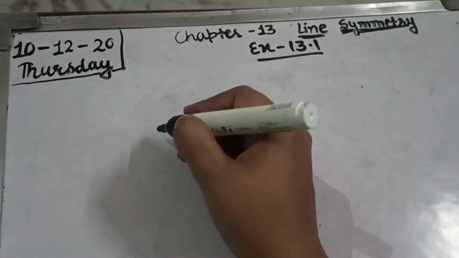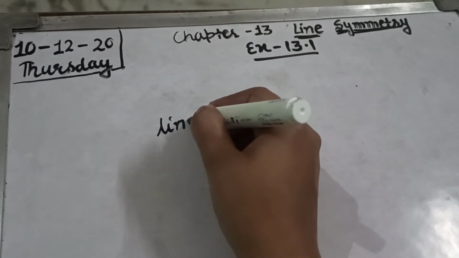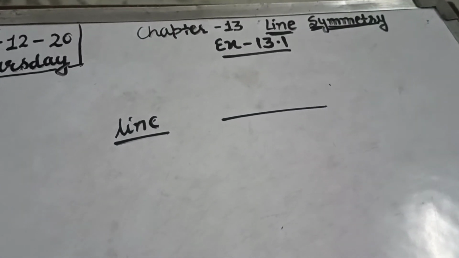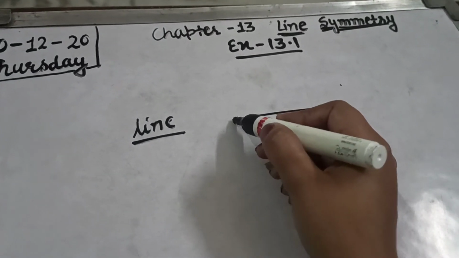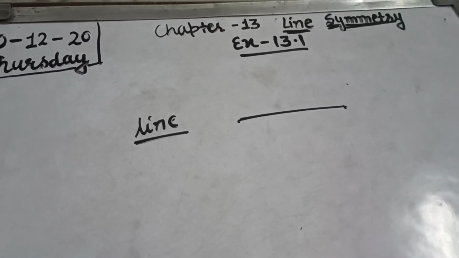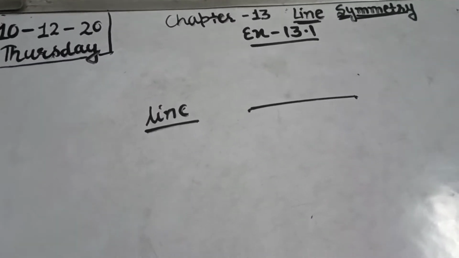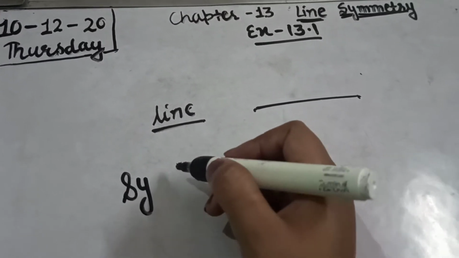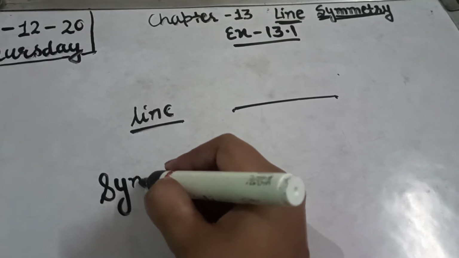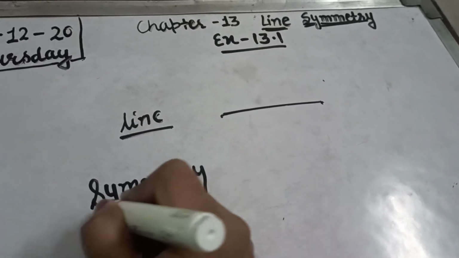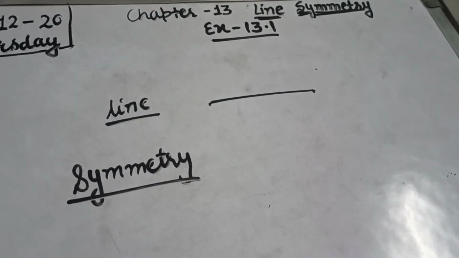Everyone knows the meaning of line, right? Means a single line, or you can say when we join two points, that is called a line segment. Clear? Now it comes to the second name, that is symmetry. What do you mean by symmetry?